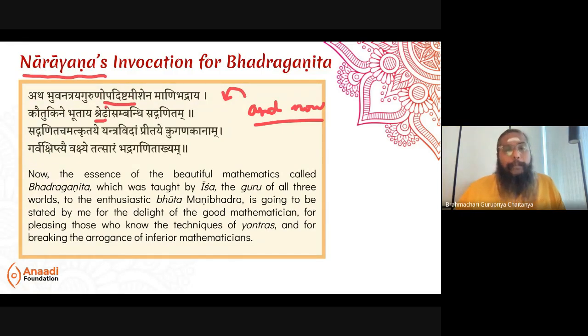First, he has said that he is going to present the domain of mathematics that is connected with Shredi Sambandhi, with arithmetic series. And it was taught by the guru of the three worlds, Isha, to Manibhadra, the enthusiastic Bhutagana. Why is he going to teach that? Here he is telling us the reason as to why he wants to teach this to everyone. Sadganita Chamatkritaye. So, for the delight of the good mathematicians, Sadganita Chamatkritaye. Yantra Vidam Pritaye. Those who are fond of making yantras.